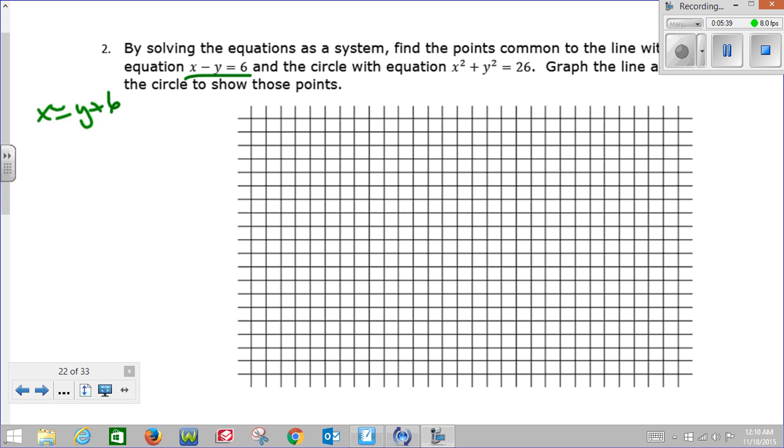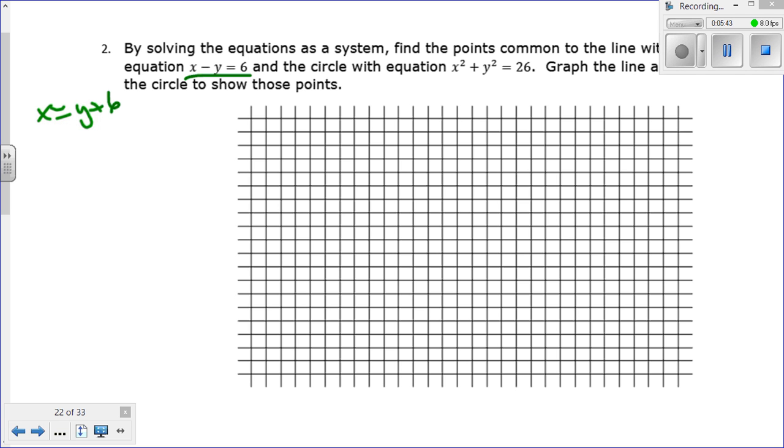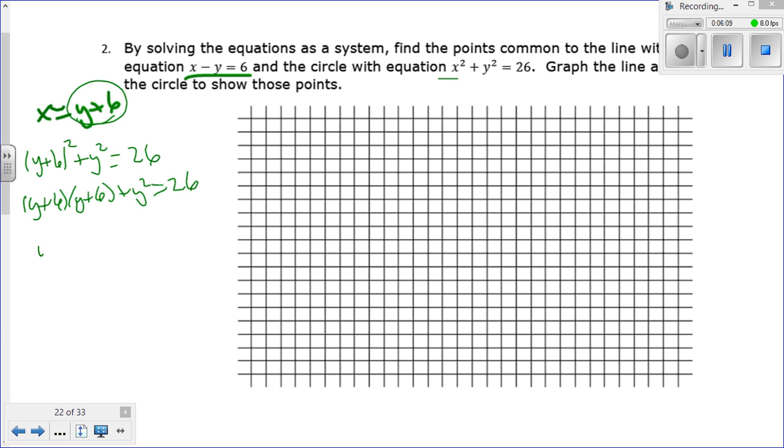Alright, in place of x, I'm going to put y plus 6. So I have y plus 6, quantity squared, plus y squared equals 26. Write it twice: y plus 6 times y plus 6 plus y squared equals 26. So I'm multiplying out: y squared plus 12y plus 36 plus y squared equals 26. So we'll have 2y squared plus 12y plus 36 equals 26.